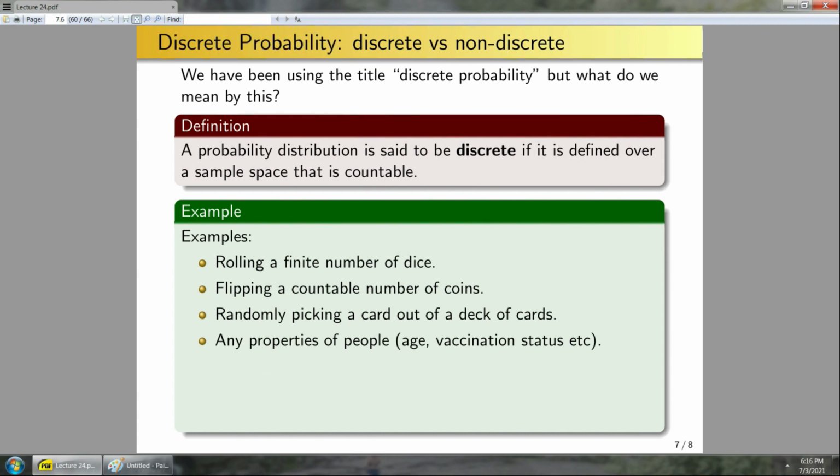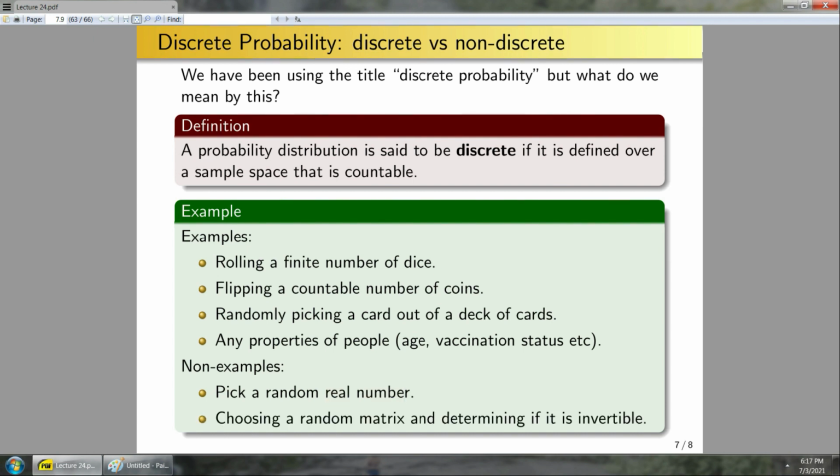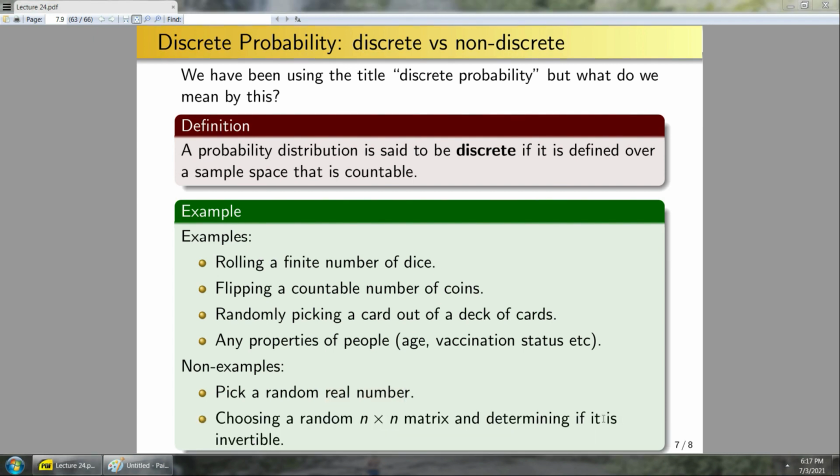So now that we've covered some examples, let's look at some non-examples. Pick a random real number. This would be non-discrete. The sample space would be the set of all real numbers, and that is a non-countable set. Further, choosing a random n by n matrix and determining if it is invertible. This would be a non-discrete problem.